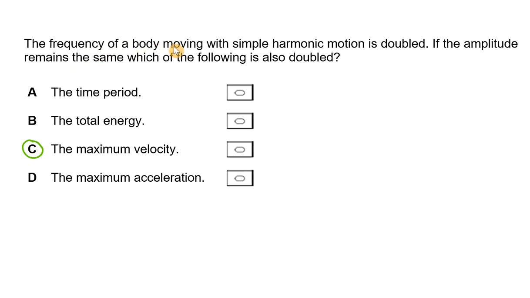Okay, so the frequency of a body moving with simple harmonic motion is doubled. If the amplitude remains the same, which of the following is also doubled? So let's have a look at these, and we'll try and always use the equations that are given on your data book. So first of all, what happens with the time period?